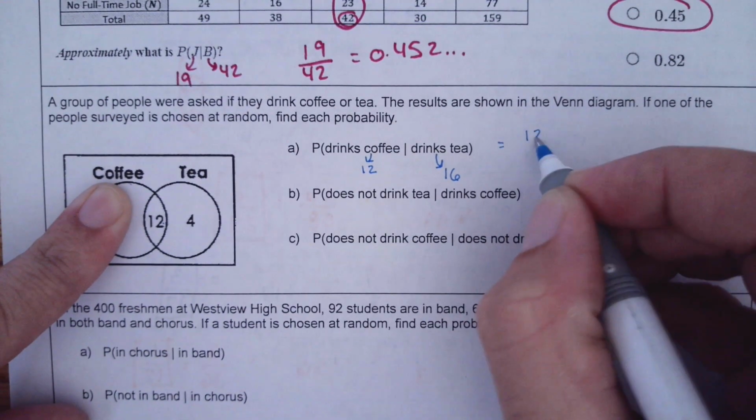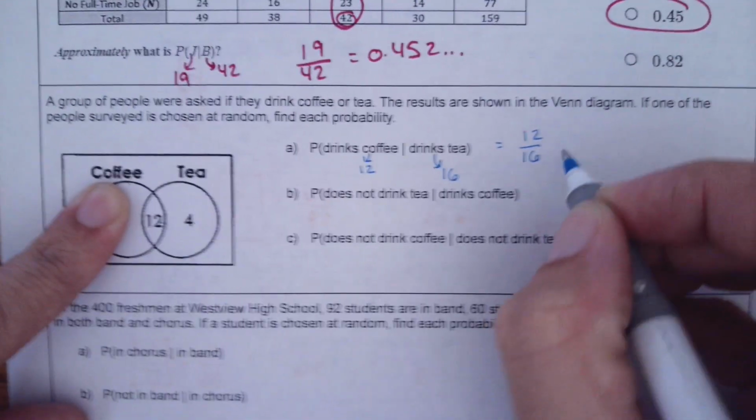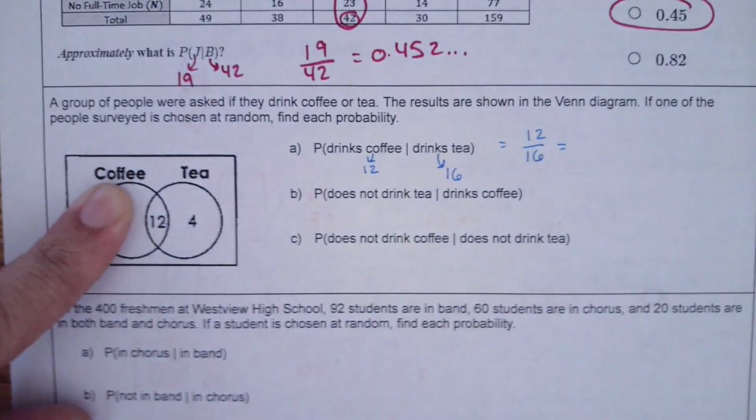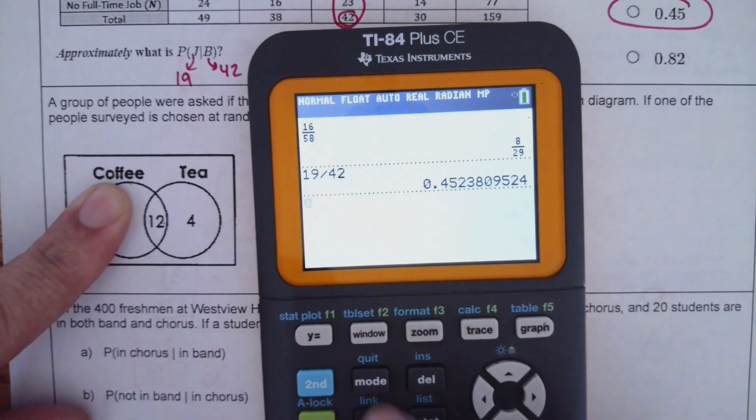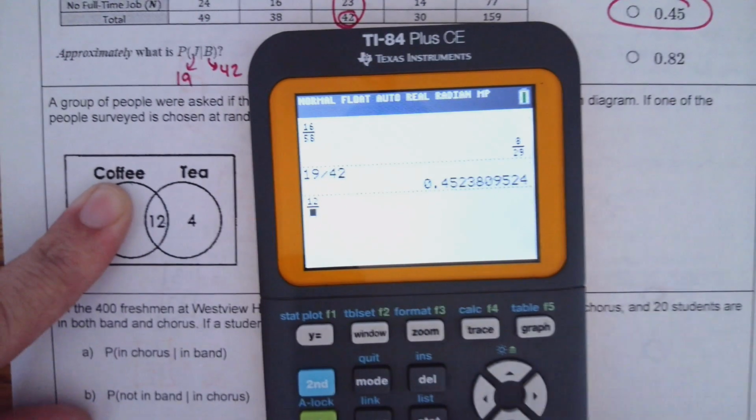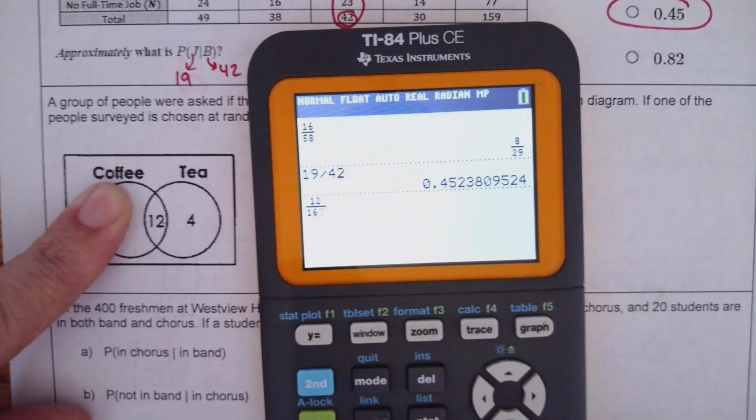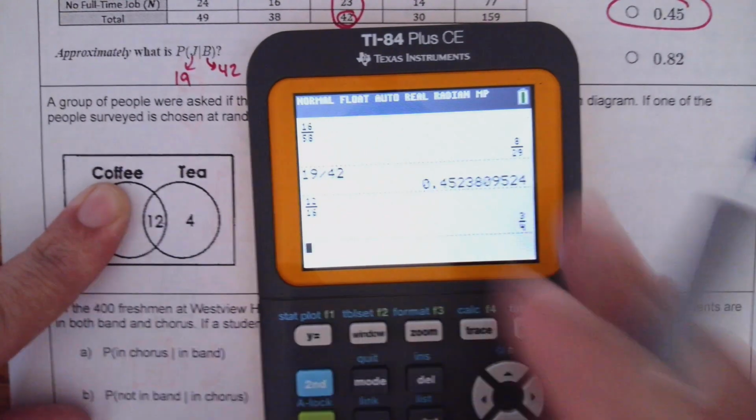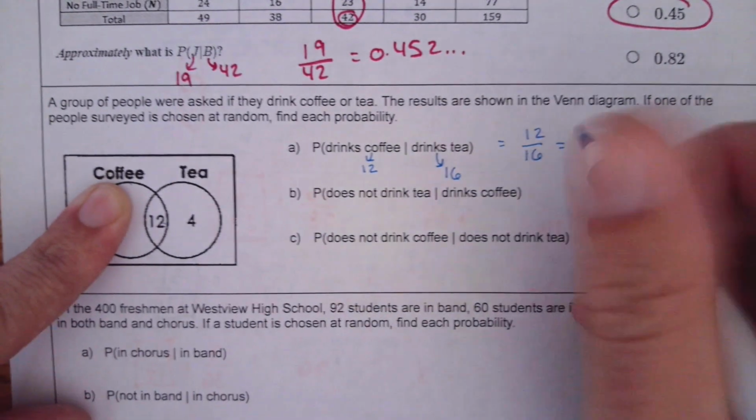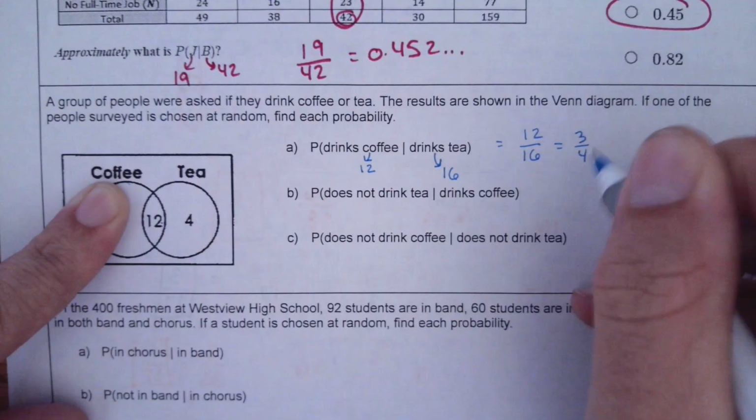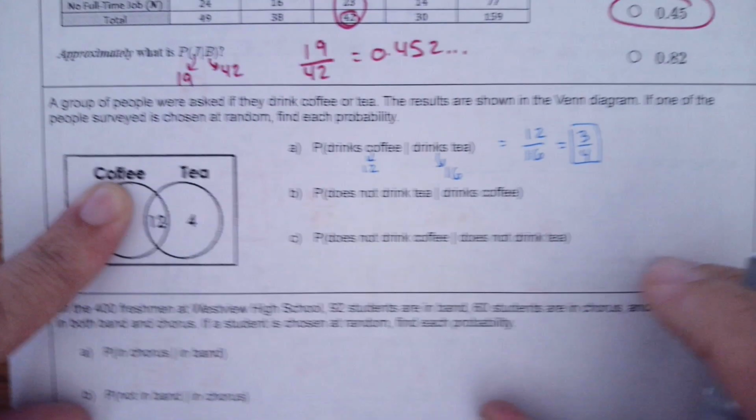So my answer is 12 over 16, which if I reduce that, I get 3/4. Okay.